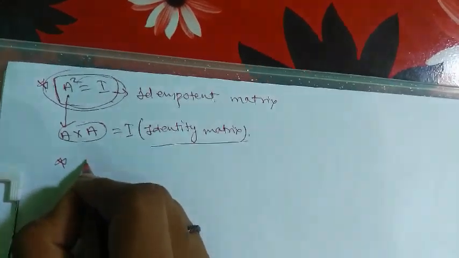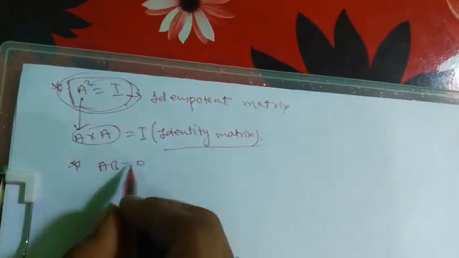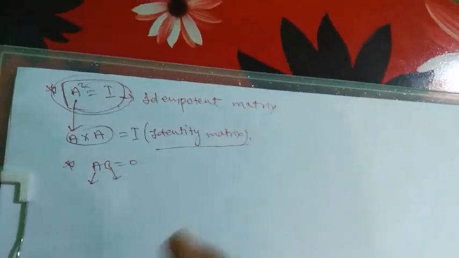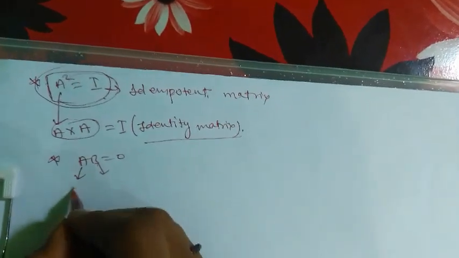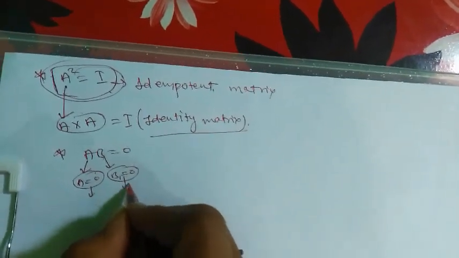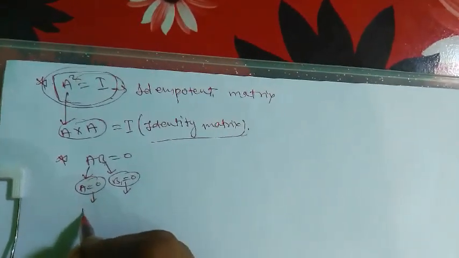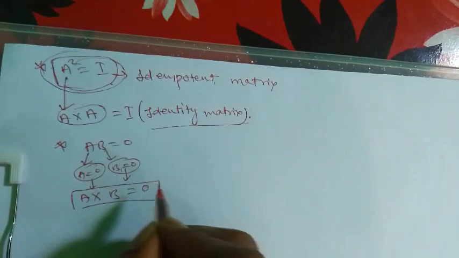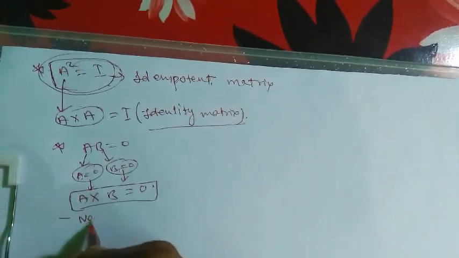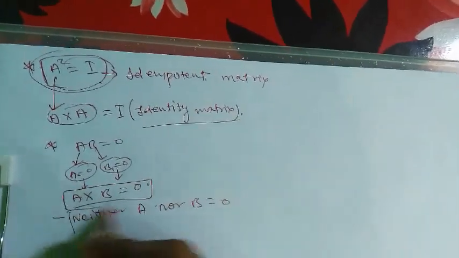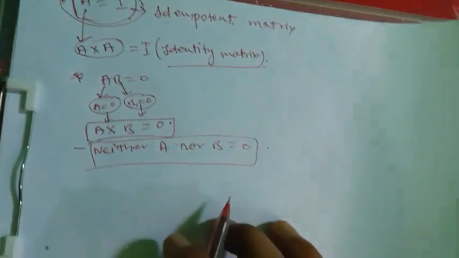We have another point, that is AB equals to 0. Here A is a matrix and B is another matrix. If AB is equal to 0, you can't take that A is equal to 0 or B is equal to 0, because A is a matrix, not a number. Here you have to multiply A cross B, then you will find 0. Here a special condition is satisfied, that neither A nor B is equal to 0.